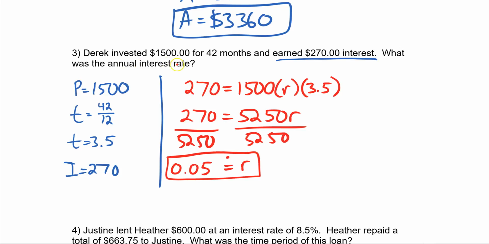Now, the annual interest rate, typically we do want to state our interest rates as percentages. So I'm going to have a therefore statement here. So therefore, the annual interest rate is about 5%.